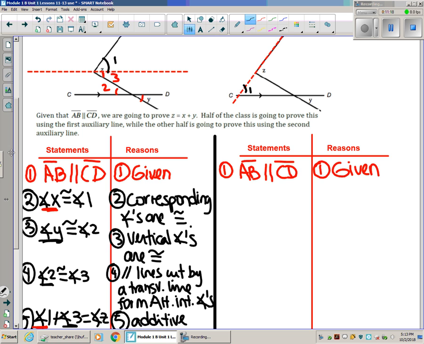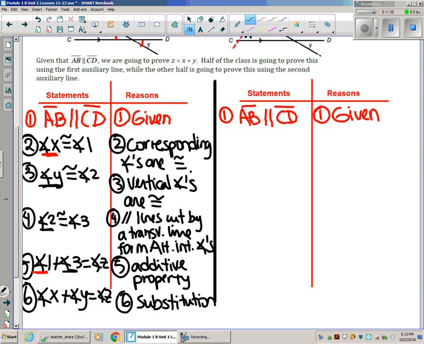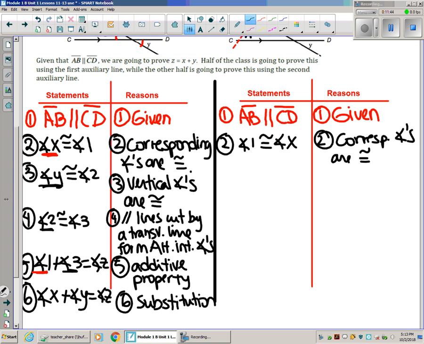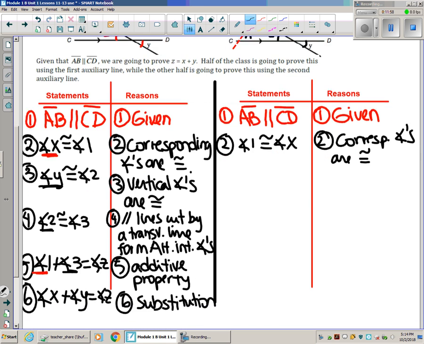As you can see, there is some relation between angle 1 and angle x. And yes, they are corresponding angles. So angle 1 and angle x are actually corresponding angles. So I could say that angle 1 and angle x are congruent. The reason is corresponding angles are congruent. Notice for angle y, there has to be another angle right across from it, so it helps me put my triangle together. So I could say that angle y and angle 2 are congruent. And yes, vertical angles.